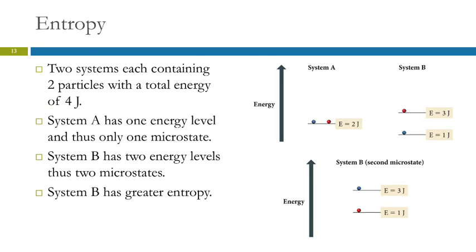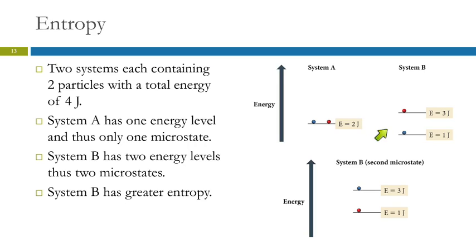So we're going to look at two systems that are very simple. They each have two particles, just two particles, and they have a total energy of 4 joules. So here are our two systems, System A and System B. In System A, there is only one energy level, and so both of those particles are at the same energy level of 2 joules, and there's only one possible state, right?